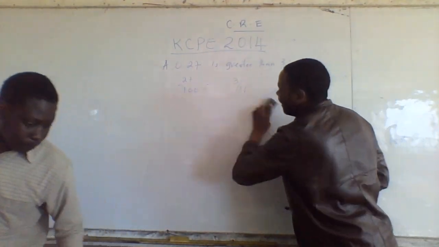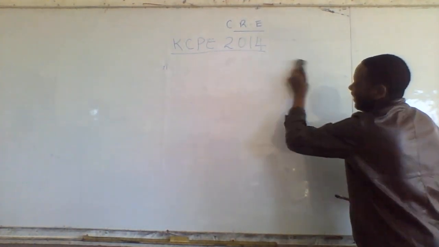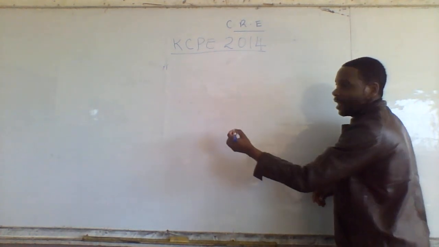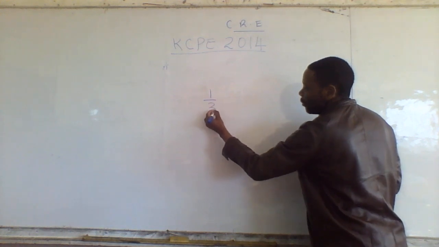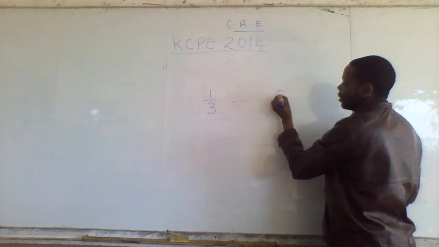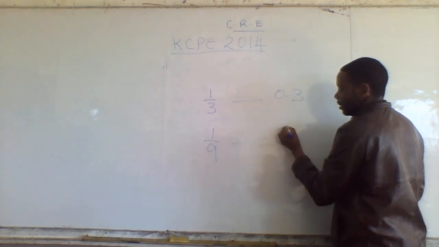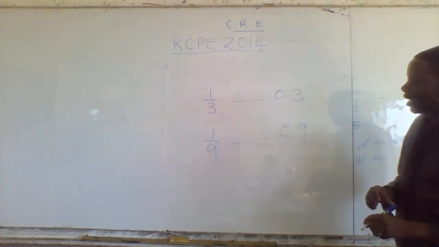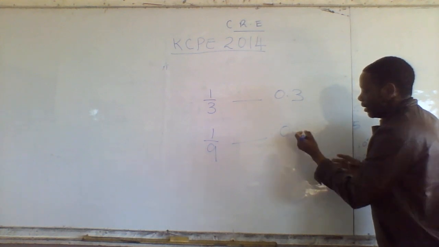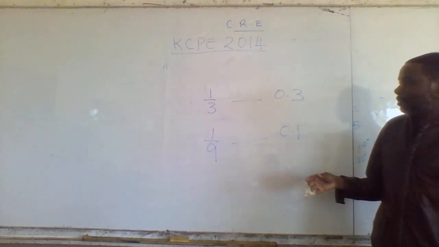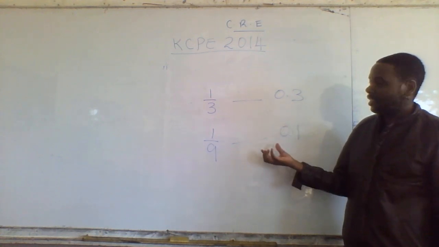Before we move to the next one, the KCPE setters are very fond of bringing these two, the fraction 3/9 and 0.3. They are also fond of bringing 1/9 and 0.1, and 9 and 0.9. I hope they are not hearing this so that they will change it. They like bringing this. Take care. This year they might bring this, or another year. Are we together?